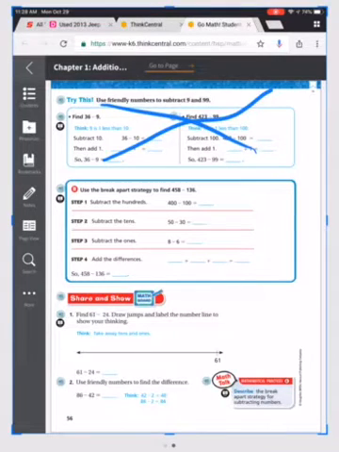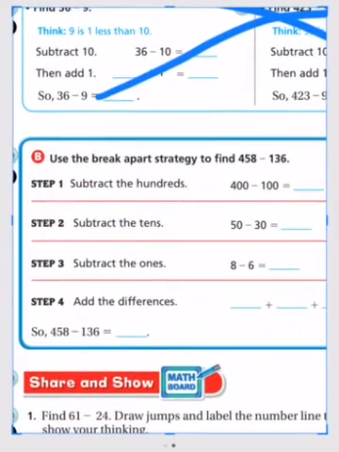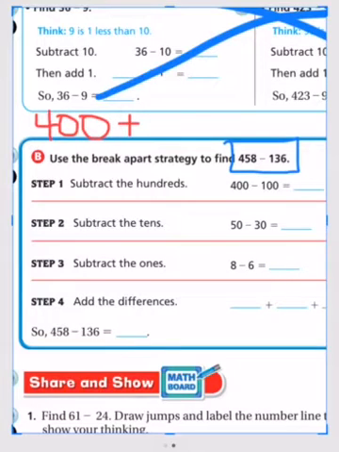However, this next section is using the break apart strategy to find 458 minus 136. So break apart strategy, that's when we can write a number like 458 this way: 400 plus 50, excuse me, I almost made a mistake there, plus 50 plus 8. That's 458, right? So the first thing we're going to do is subtract the hundreds.